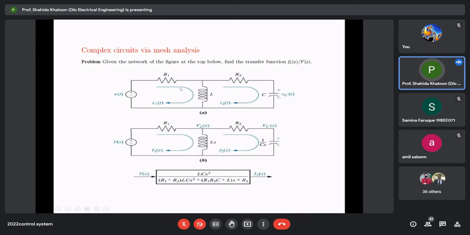Since we have two loops, we have to assume two current flows, I1t and I2t, and replace V by Vs, I by Is. So V by Vs, I1t by I1s, I2t by I2s, and VCt by VCs. Okay. So if you solve this using all the steps given in the previous slide, you will get this result. I would like all of you to solve this problem yourself and reach this conclusion.